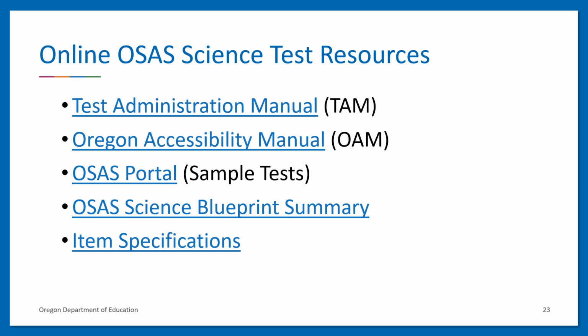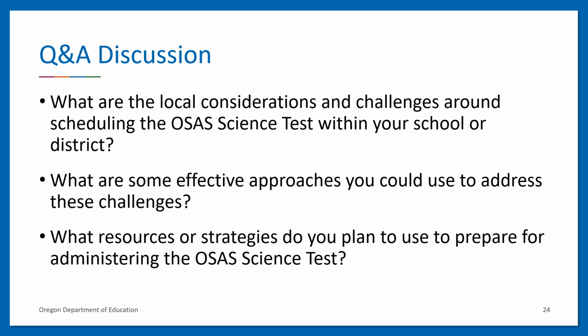Several resources exist to support teachers and students in understanding and preparing for the OSAS Science Test. The Oregon Test Administration Manual, Oregon Accessibility Manual, and OSAS portal have been referenced on previous slides and are linked here. Links to the Science Test Blueprint Summary and item specifications are also provided here. These resources can help teachers better understand the OSAS Science Test and inform their instruction to better prepare students for success. This is an optional point in the required training to pause and discuss these or other questions, as well as to ask questions of your district or school test coordinator.